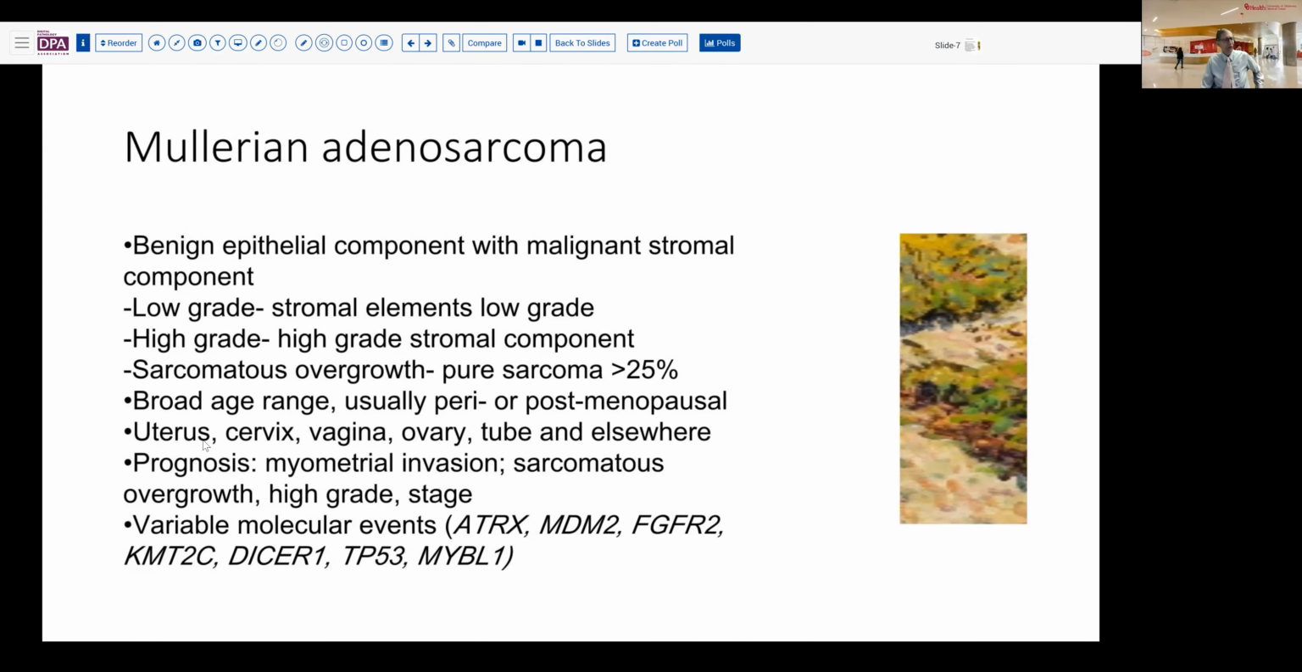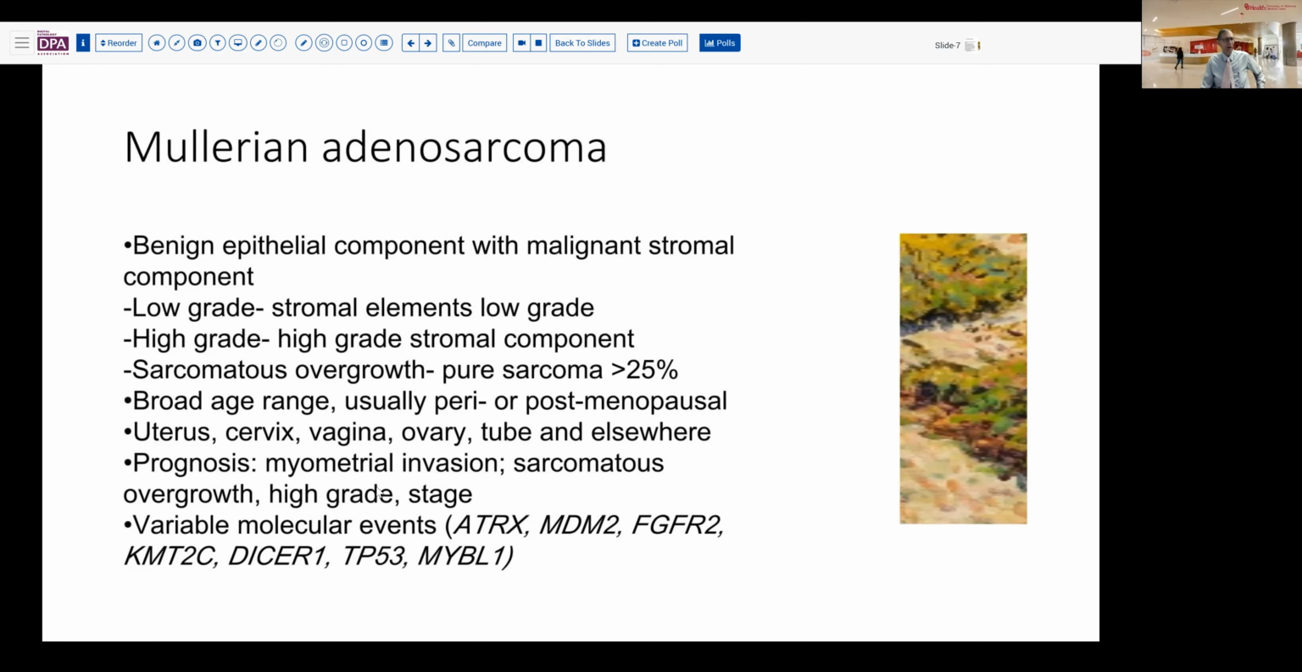The uterus, cervix, and vagina are the most frequent locations, the uterus being the most frequent, but it can arise in other locations, particularly those sites that are associated with endometriosis. So it may have an endometrial type origin in some cases. Prognosis is relatively good, although with myometrial invasion or a high amount of sarcomatous overgrowth, that prognosis goes down. Similarly, with high grade or stage, the tumor can be potentially lethal in those instances.